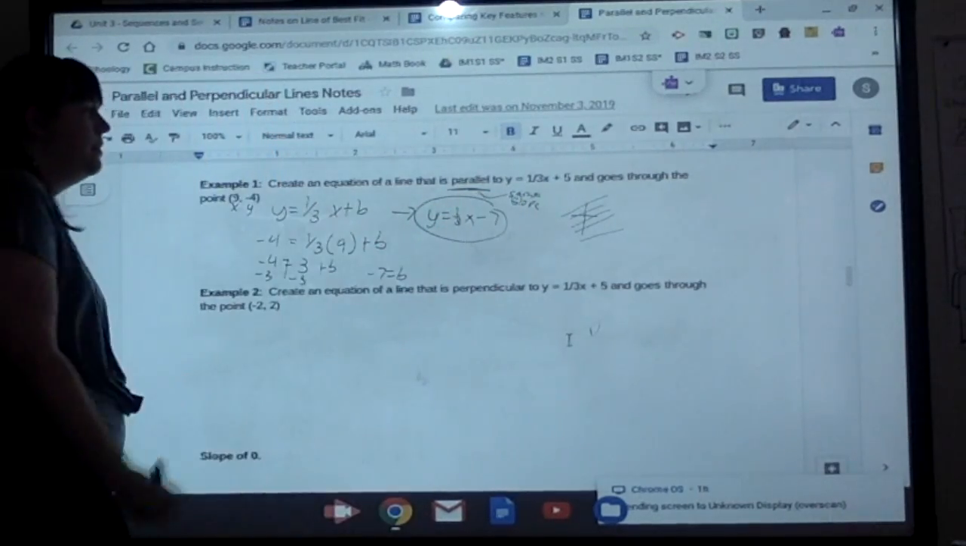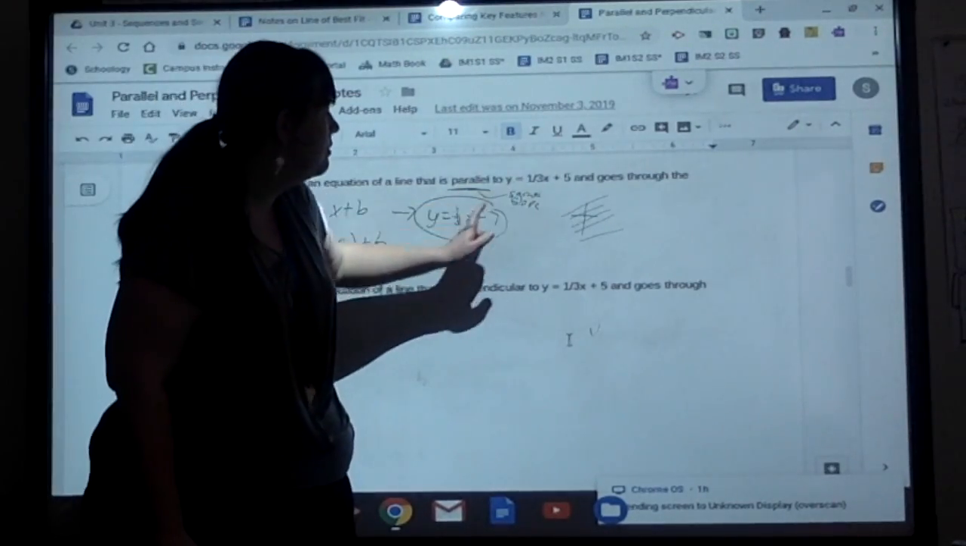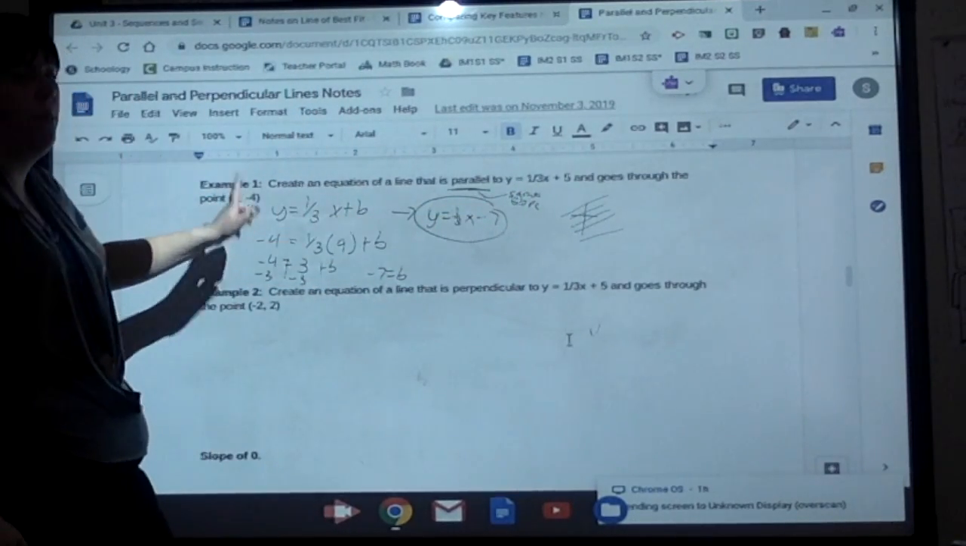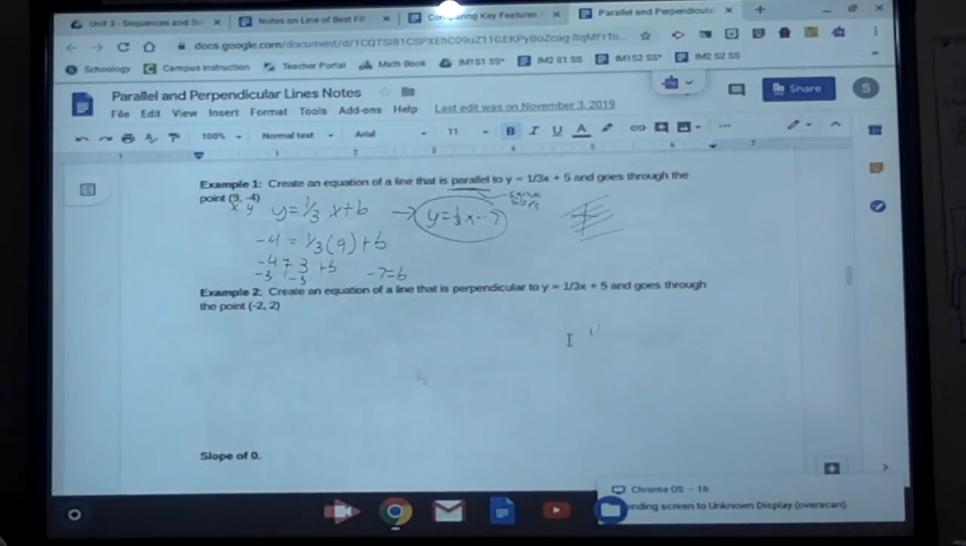And this is the equation of a line that is parallel to this one because they have the same slope. But because of this b, I make sure it goes through that point. I followed the instructions.